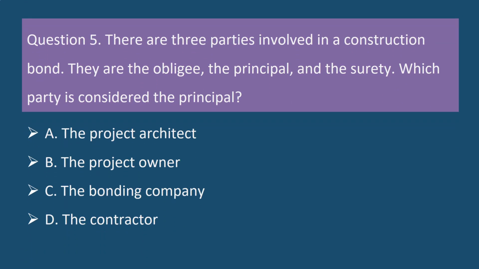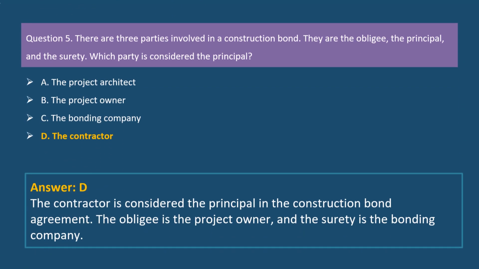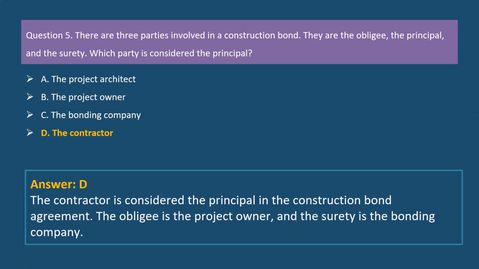Question 5. There are 3 parties involved in a construction bond. They are the obligee, the principal, and the surety. Which party is considered the principal? A. The project architect. B. The project owner. C. The bonding company. D. The contractor. Answer: D. Explanation. The contractor is considered the principal in the construction bond agreement. The obligee is the project owner, and the surety is the bonding company.